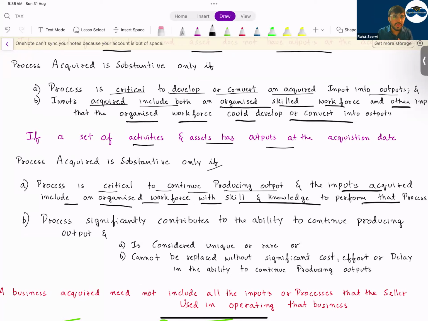If you have purchased the company, you have purchased the process, and you have not purchased the skilled workforce which is required for this industry, then it's not a business because you do not have the ability to generate output in the future. Today it is there. Once you acquire and you say that I do not need the employees, in that case it's a problem.